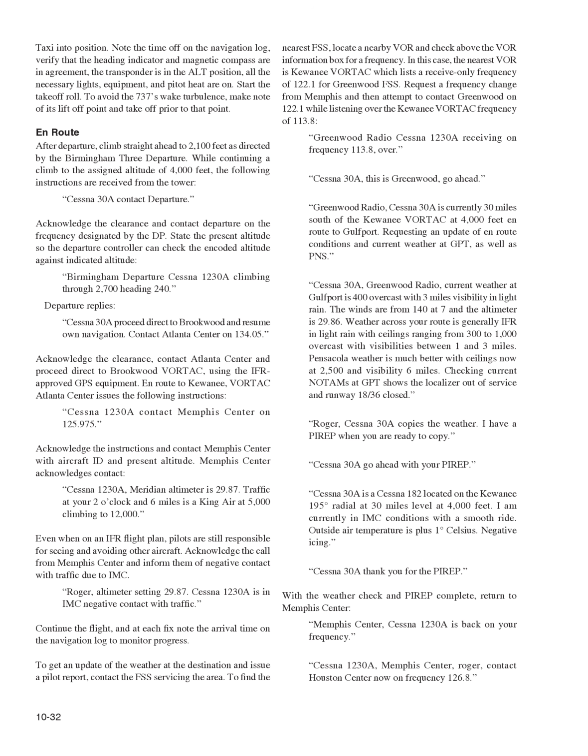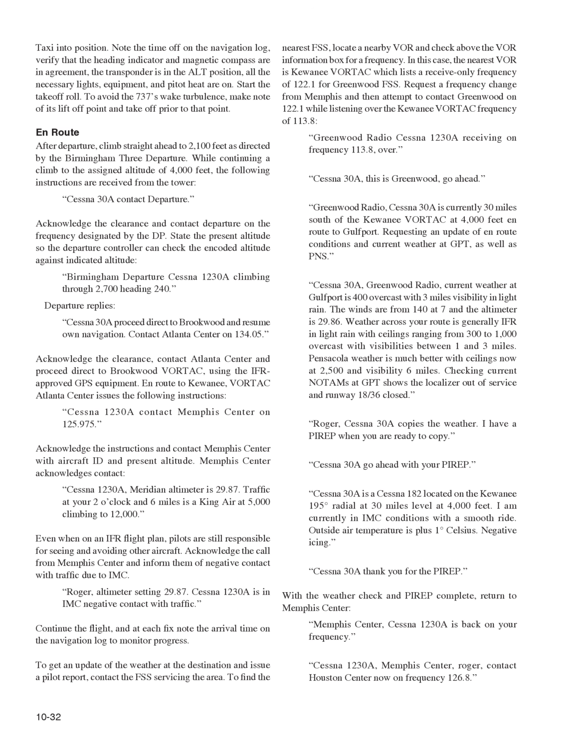Cessna 30A, Greenwood radio, current weather at Gulfport is 400 overcast with 3 miles visibility and light rain. The winds are from 140 at 7 and the altimeter is 29.86. Weather across your route is generally IFR and light rain with ceilings ranging from 300 to 1,000 overcast with visibilities between 1 and 3 miles. Pensacola weather is much better with ceilings now at 2,500 and visibility 6 miles. Checking current NOTAMs at GPT shows the localizer out of service and runway 18/36 closed.